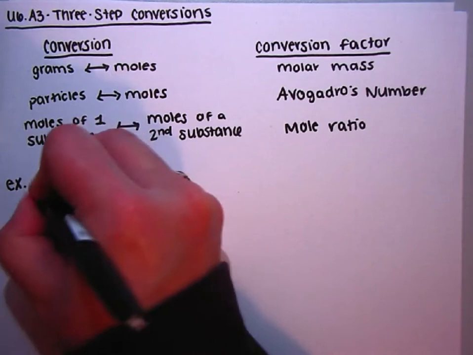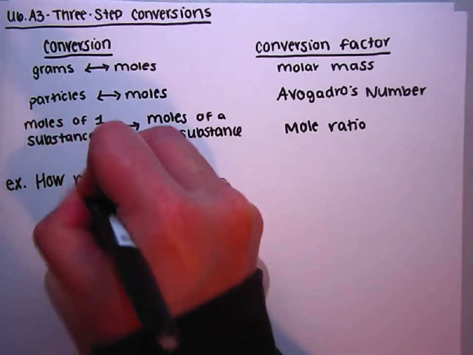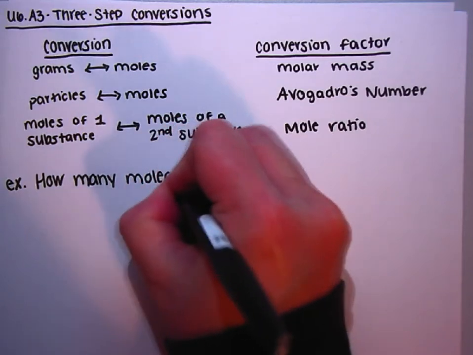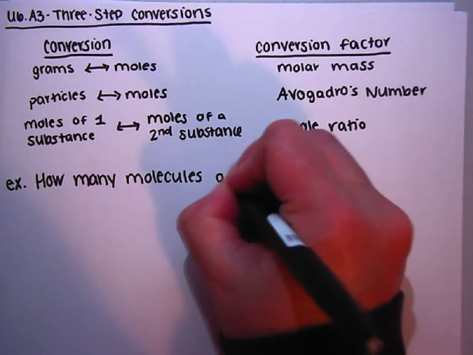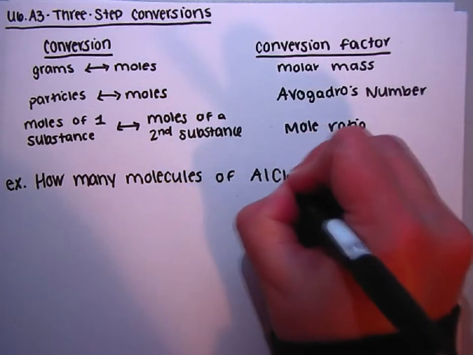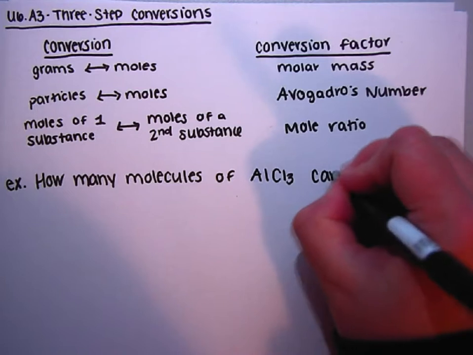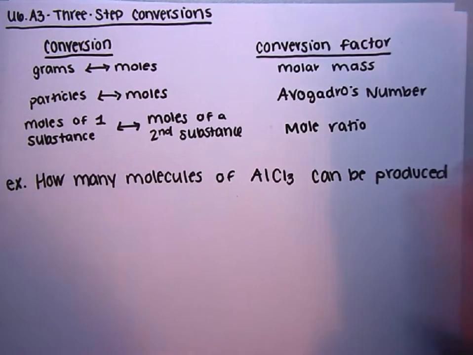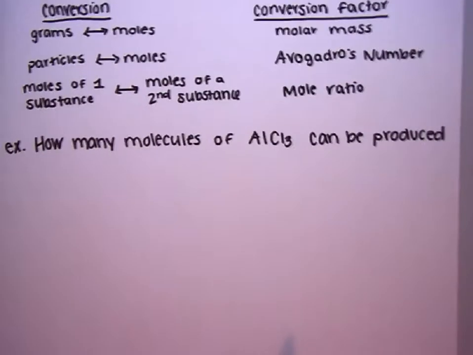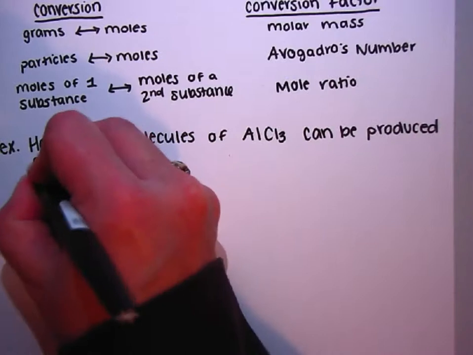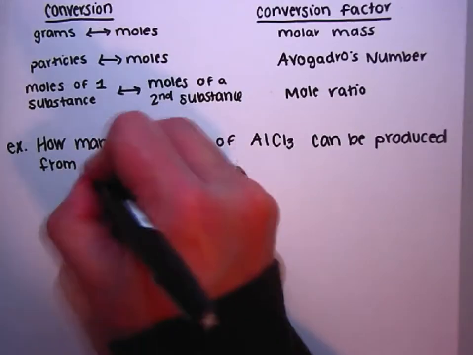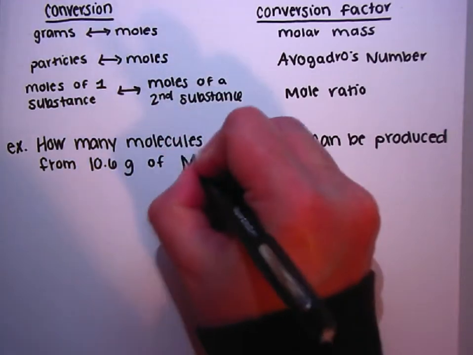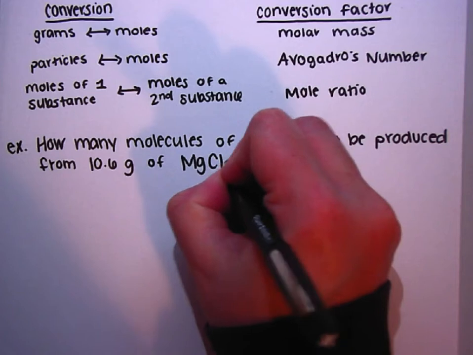First example. How many molecules of aluminum chloride can be produced from 10.6 grams of magnesium chloride?